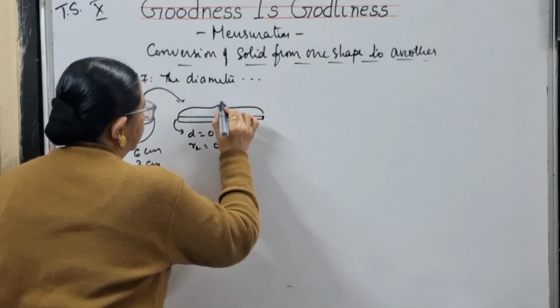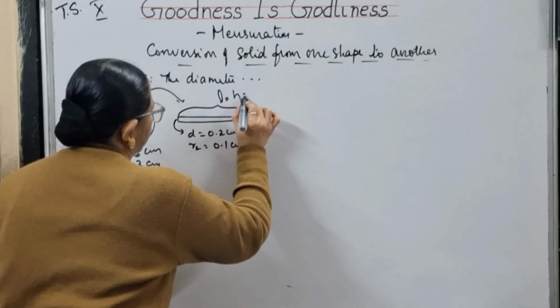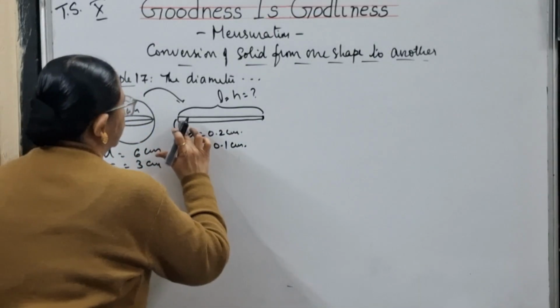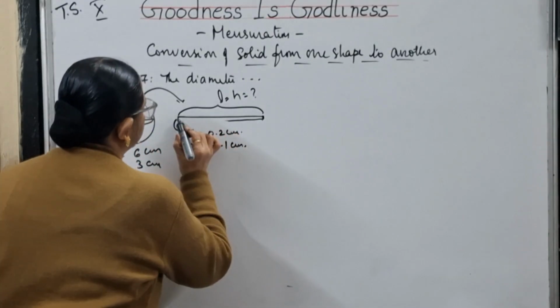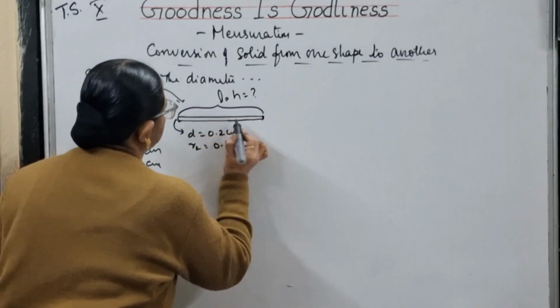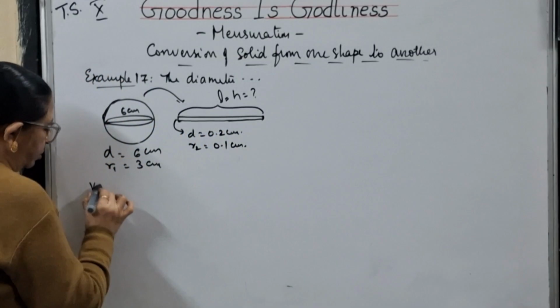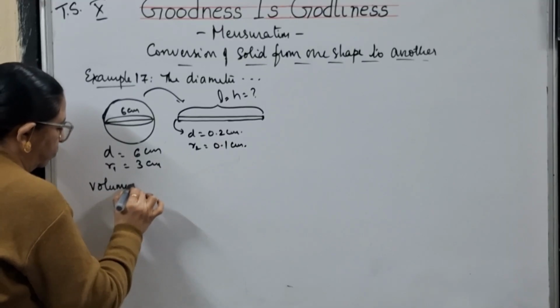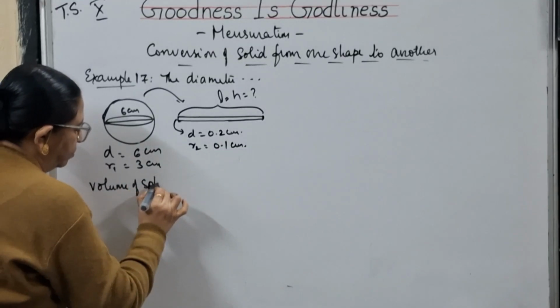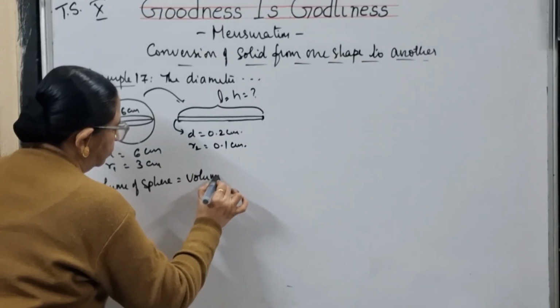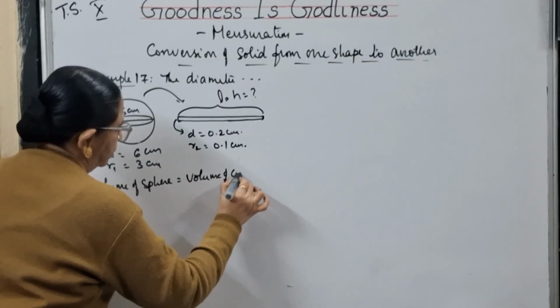Length of the wire means you can consider it the height of the cylindrical part. How much? So this is the question, children. So let us see. Volume of sphere is equal to volume of cylinder.